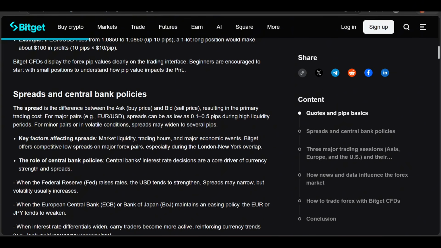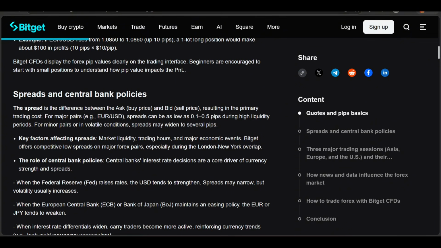The spread is the difference between the ask and bid, resulting in the primary trading cost for major pairs. Spreads can be as low as 0.1 to 0.5 pips during high quality feeds. For minor pairs, although with high volatility, spreads may widen to several pips. Key factors affecting spreads are market liquidity, trading hours, and major economic events. Bitget offers competitive spreads on the major forex pairs, especially during the London-New York overlap.